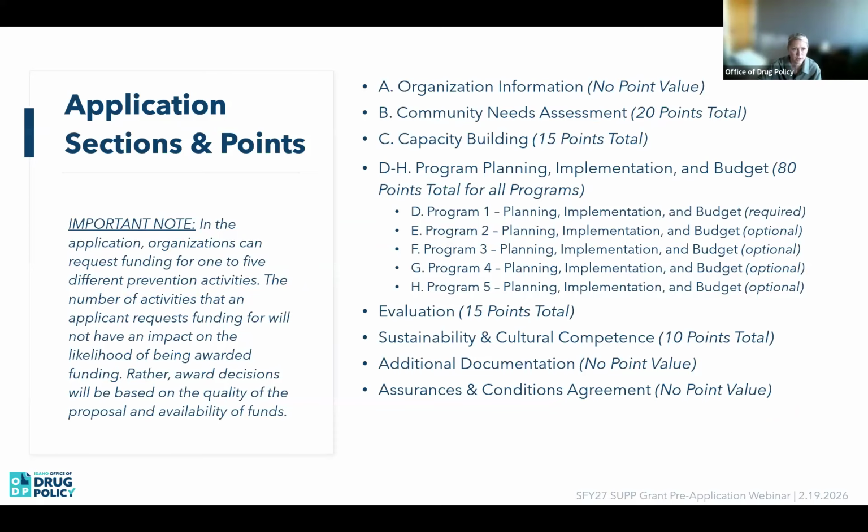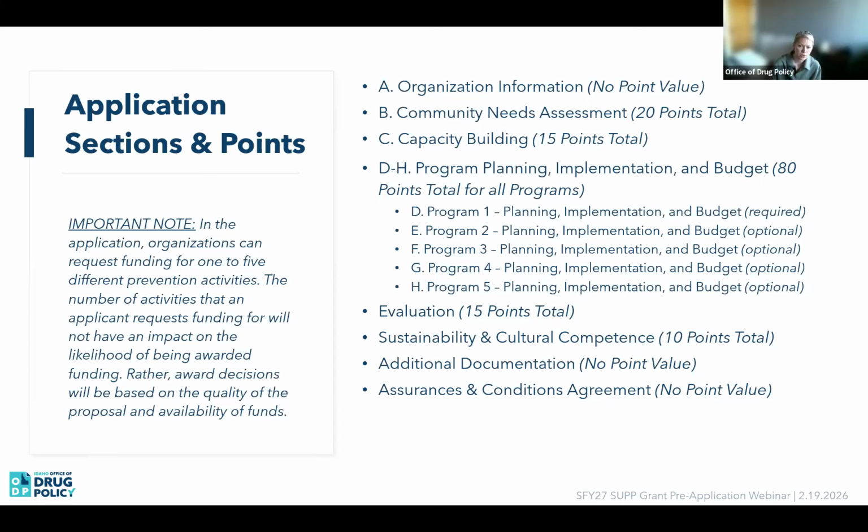So when we move into the application sections and the point values of these different sections, you'll see how the sections really align with that SPF. So section A is organization information. This is where you'll provide information on your organization, your address, what region you're in, your primary point of contact, if you have a fiscal agent, if so, their contact information. And then you'll move into community needs assessment.